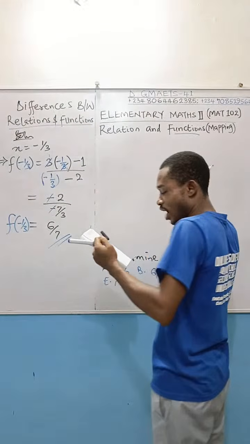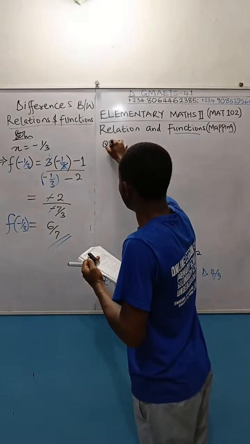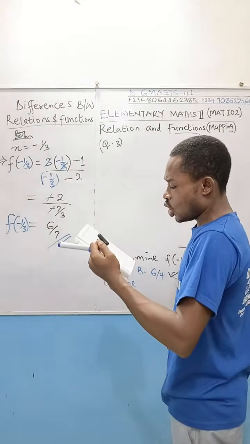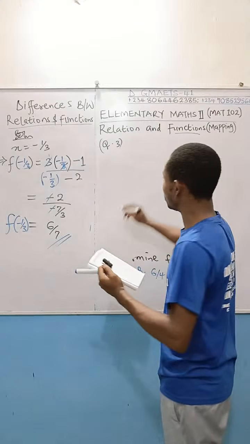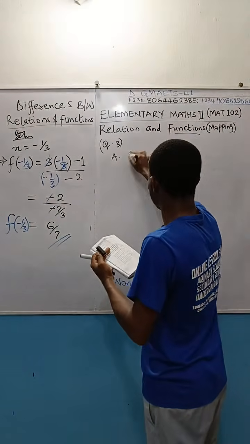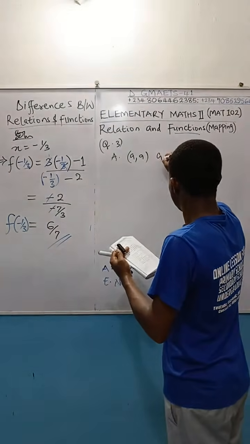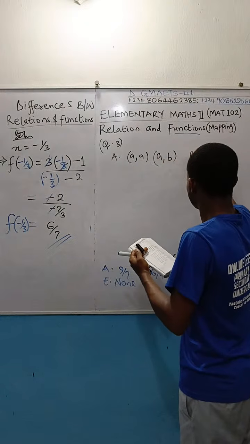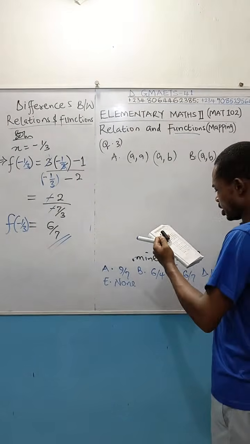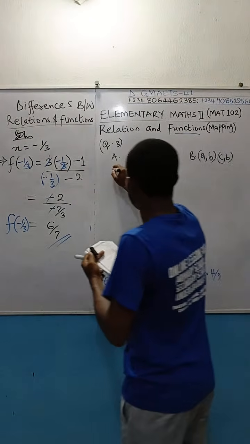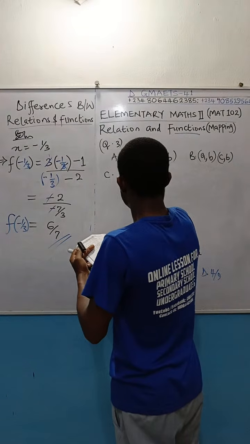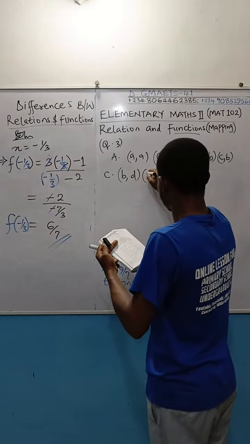So the question we have, I won't copy the question. I'll just give the option. Question 3. In question 3, it's just like the first question. Which of the following relations is a function? Option A, A comma B. Option B, A comma B, and then C comma B. Option C rather, B comma D, and then B comma minus D.